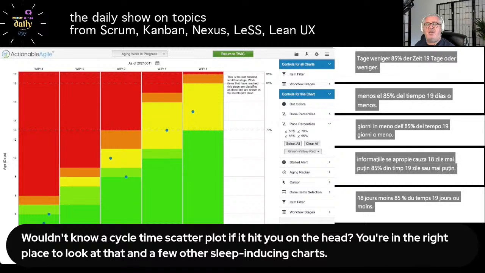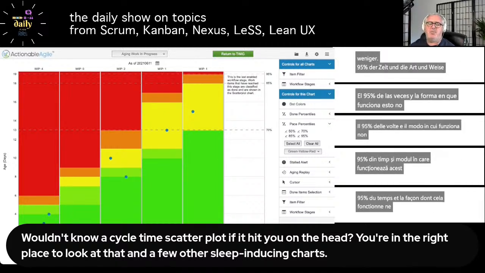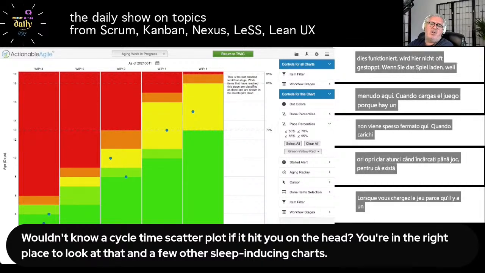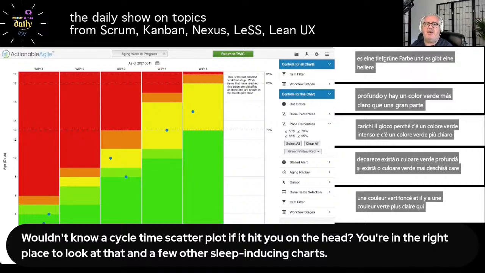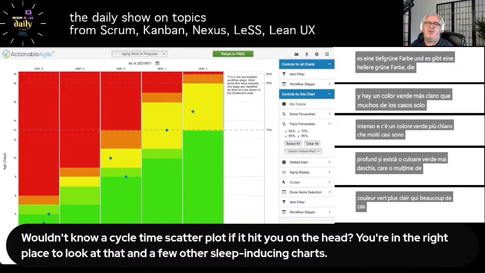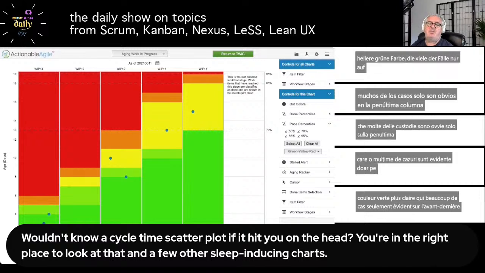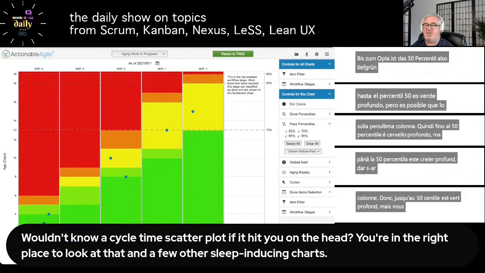And the way this works is often not clear when you load up the game, because there's a deep green color and there's a lighter green color, which in a lot of the cases is only obvious on the penultimate column. So up to the 50th percentile is deep green, but you might have a case where the 50th percentile and the 70th percentile are actually the same.